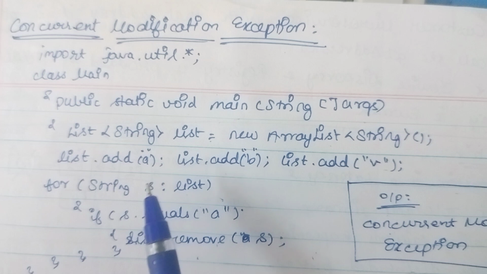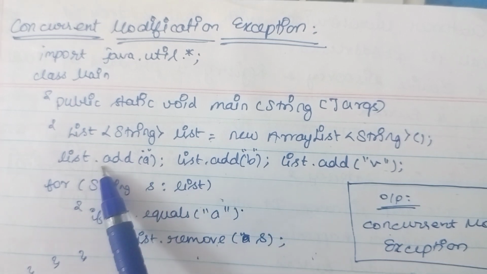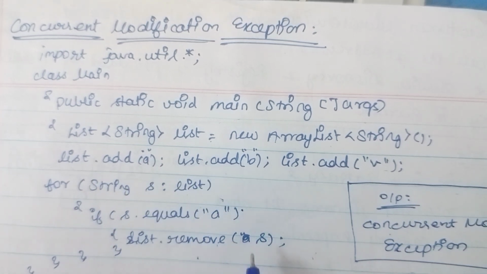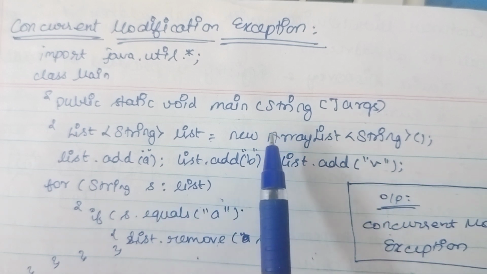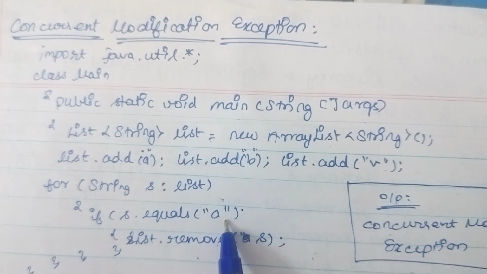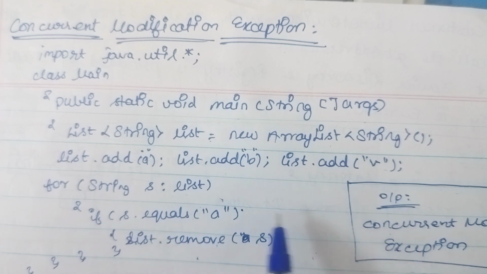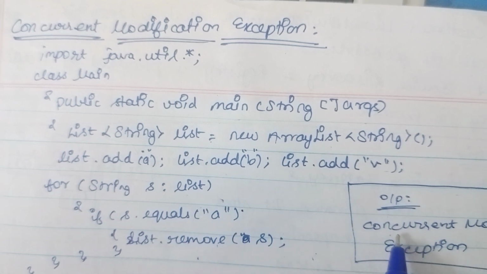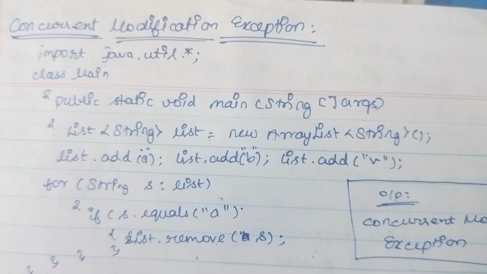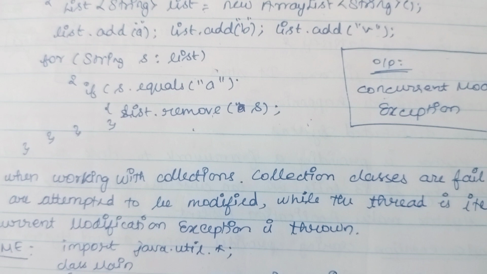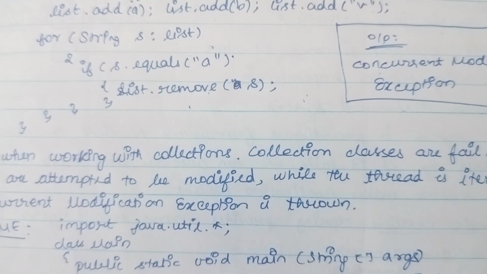What I'm going to do is, whenever the string a is equal to this string, I'm trying to remove it. As we have already seen, if it is an array list or linked list, directly removing an element results in a concurrent modification exception. So whenever we execute this, we will get a concurrent modification exception. Okay, let's see the definition for this, and let's see how it actually executes as well.